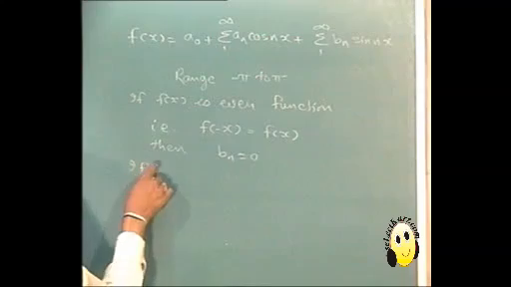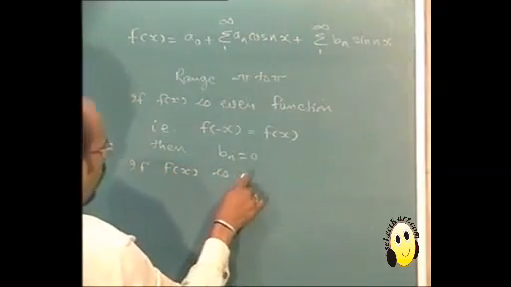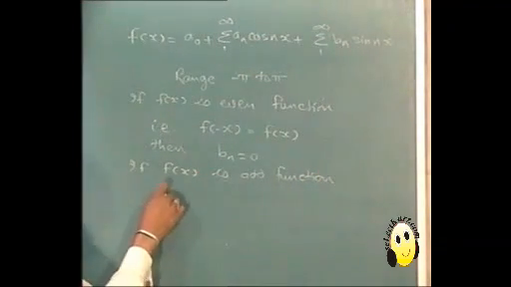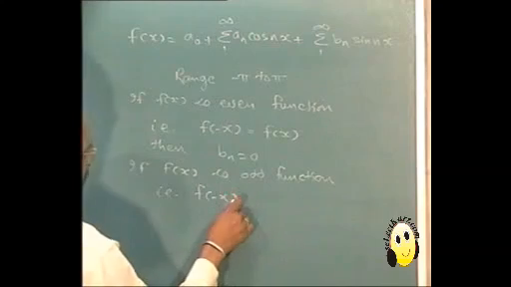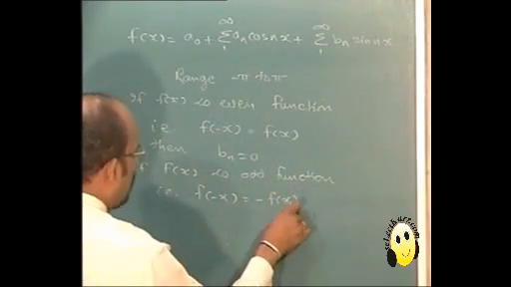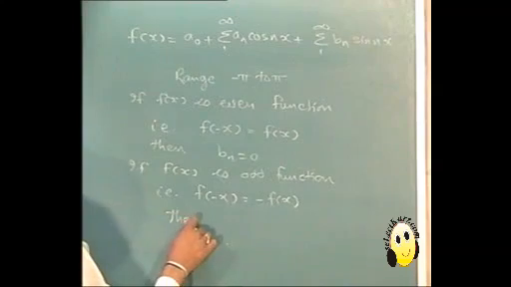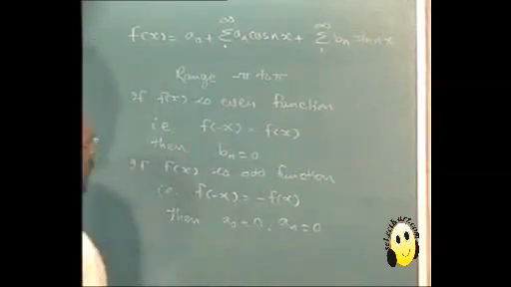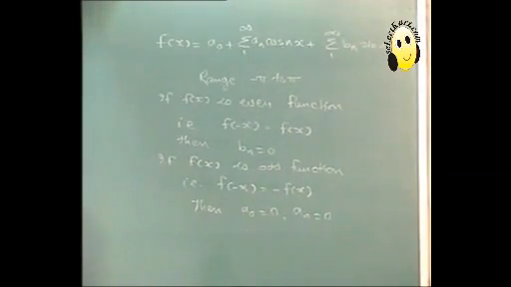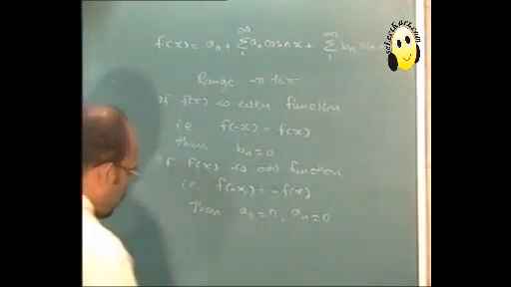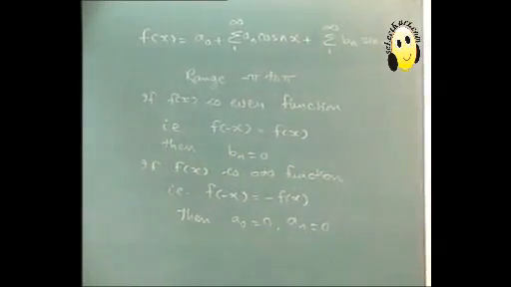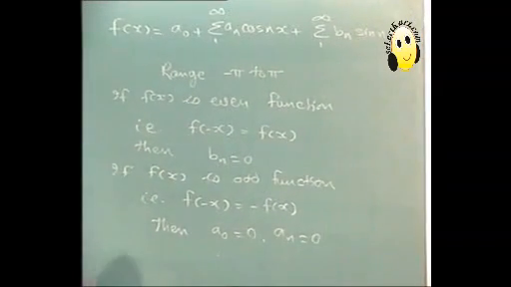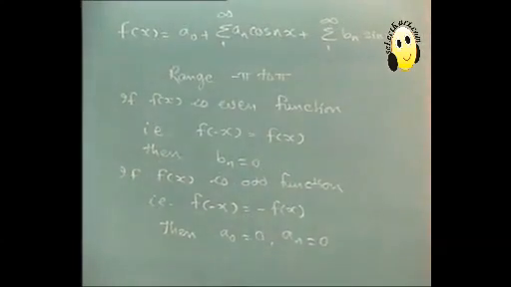Similarly, if f(x) is an odd function, that is f of minus x is minus f(x), then we will find that we will get a0 as 0 and an as 0. Now these even and odd functions must be understood very clearly. They are actually talking about the symmetry or anti-symmetry about the center of that interval.